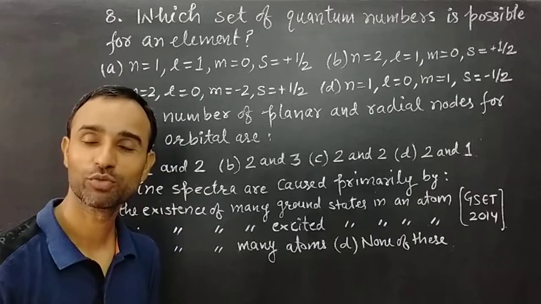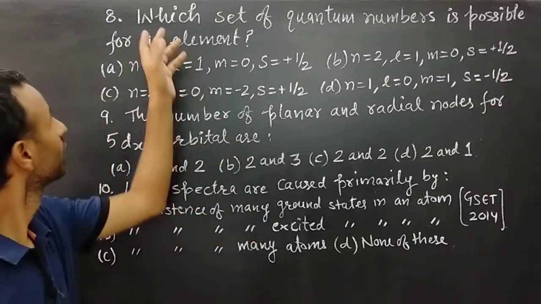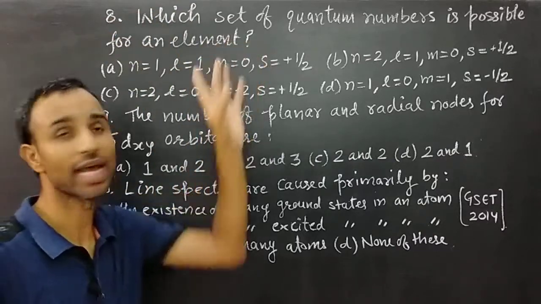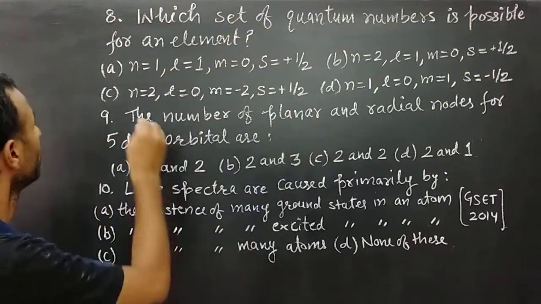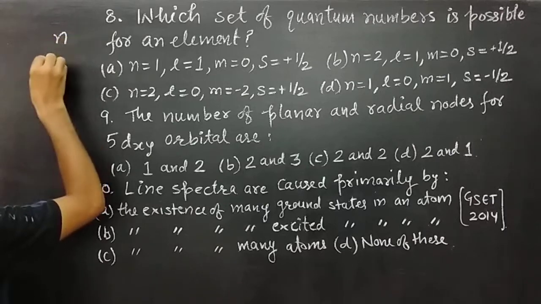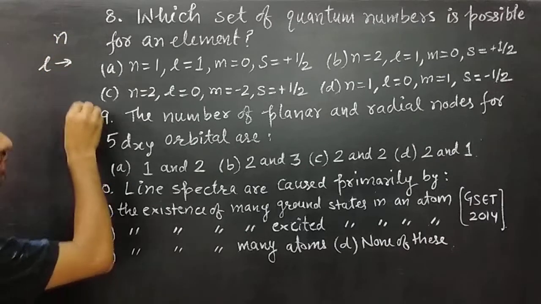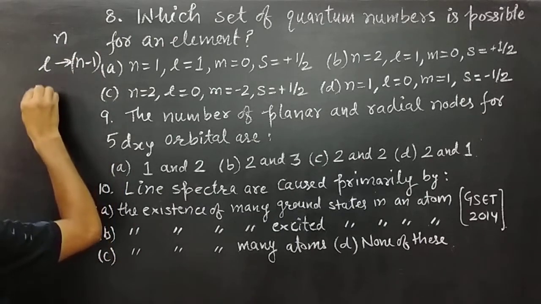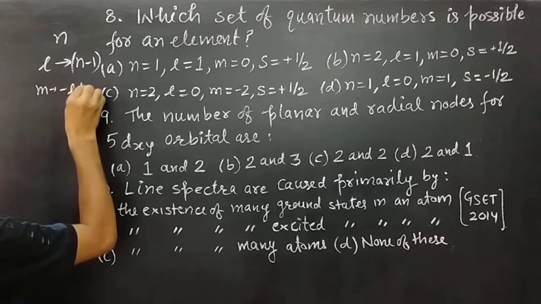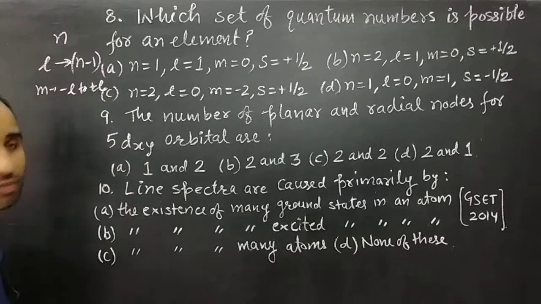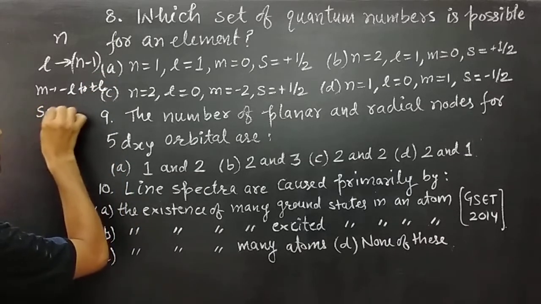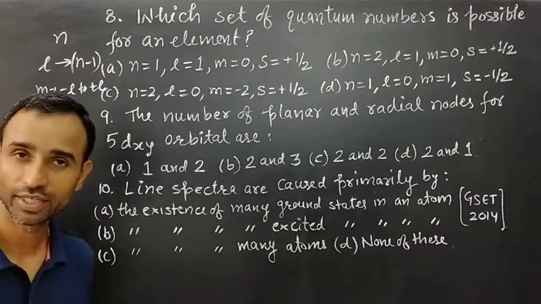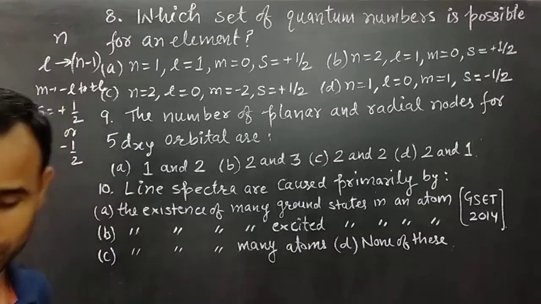Okay, these are the questions from GSET 2014. Question number 8. Which set of quantum numbers is possible for an element? For given n, the maximum value of L is n minus 1. And m values are from minus L to plus L, right? And S value is plus half or minus half, right?